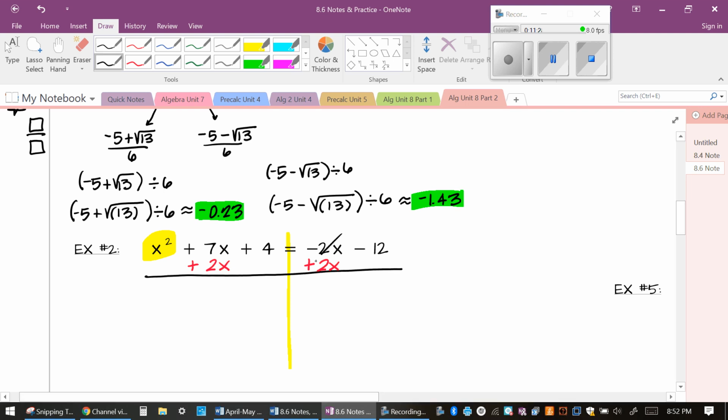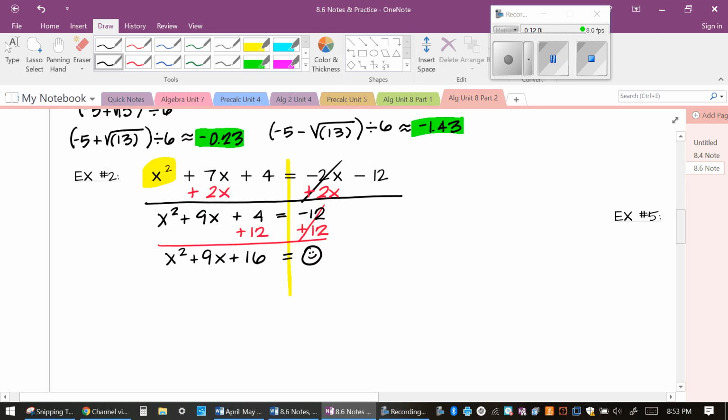So the negative 2x, I'm going to cancel with a positive 2x, combine it with the 7x, that will give me 9x. I'm going to bring down the negative 12. I'm going to cancel the negative 12 with a positive 12. And I'm going to finally have a 0, which is what you need when you're solving using the quadratic formula. You need to make sure that your quadratic is set equal to 0 and that it is in standard form.